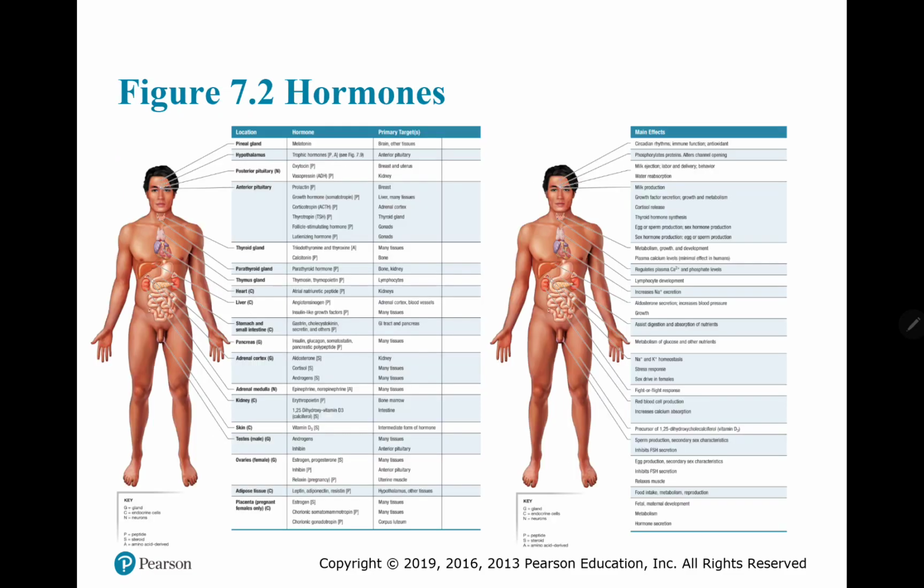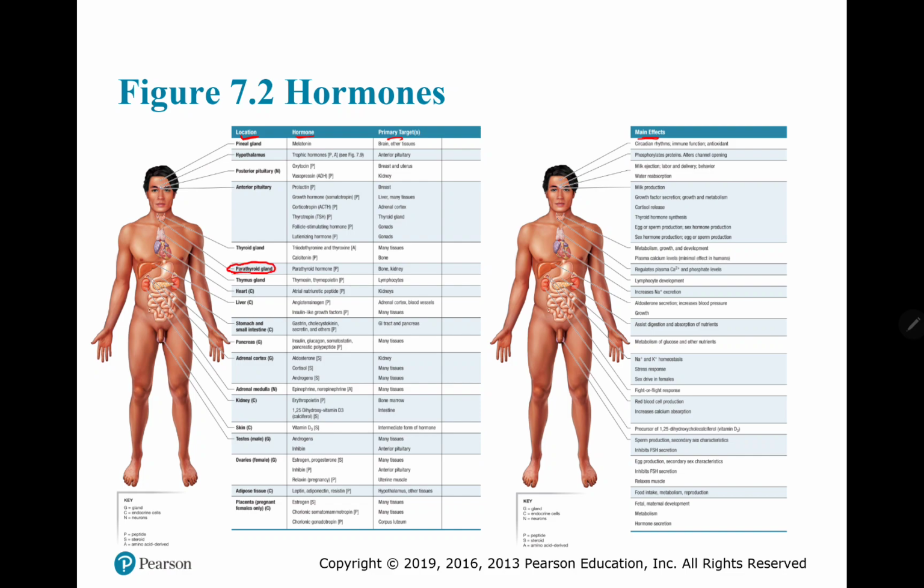I put this here so you can go over it yourself, looking at the different hormones that the body will produce. I absolutely love this table or image because it gives you the location, the actual hormone being produced, its primary targets, and the main effects. So for example, let's look at parathyroid hormone.